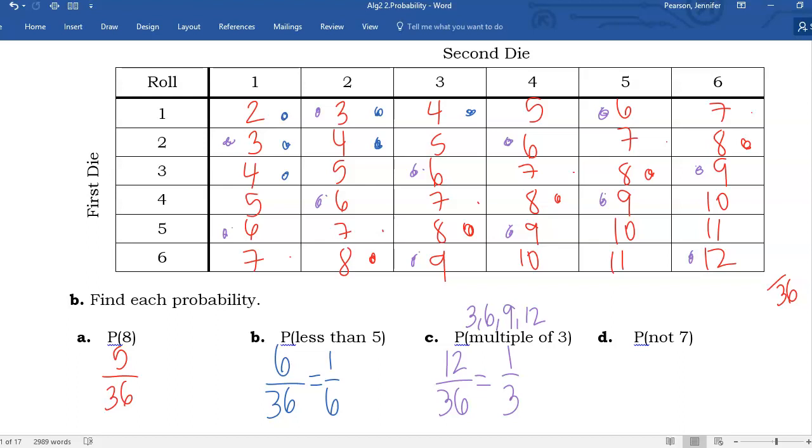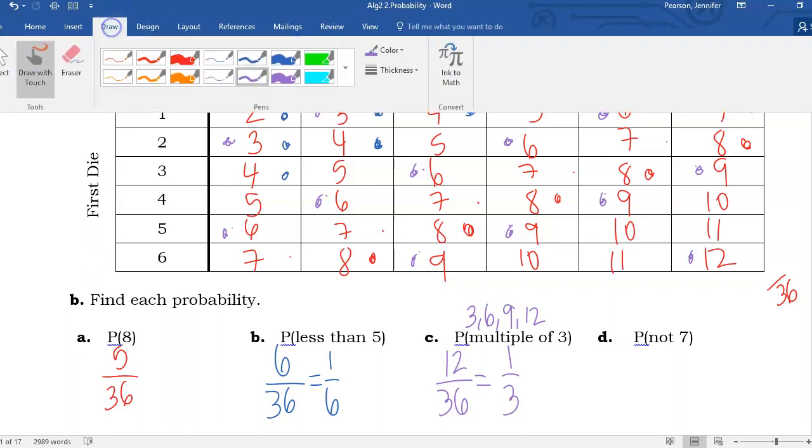And the last one says, what is the probability of not getting a 7? So we talked about complements. Complements is the chance that something does not happen. And you can do this one of 2 ways. We could count up all of the not 7s, or knowing that a probability and its complement have to add up to 1 whole, we could count all the 7s and then take away from 1. I'm going to do both just to see that they come out to be the same answer.